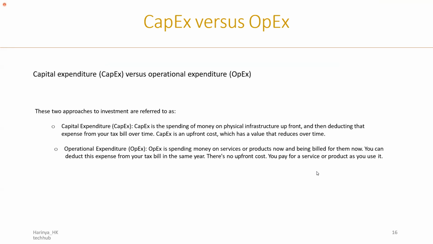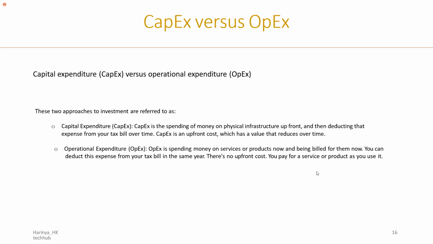Capital expenditure is spending money on the physical infrastructure upfront. These two differences are very important, and you will be asked in some interviews: what is capital and operational expenditure. Suppose you want something after the next year, like your PC. You are paying the cost upfront. When you pay the upfront cost before the actual product is ready, that is called the capex model.